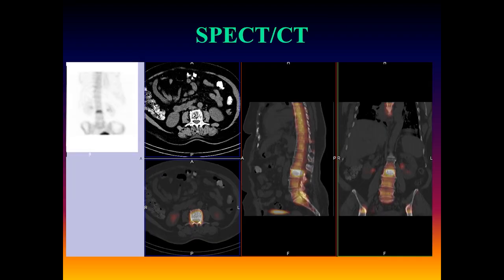This is a modern-day SPECT-CT. You can see the area of increased activity in the mid-lumbar spine on the MIP image. And on the SPECT-CT, you can see this area of increased activity lies within the L3 vertebra, which in fact turns out to be a vertebral hemangioma.